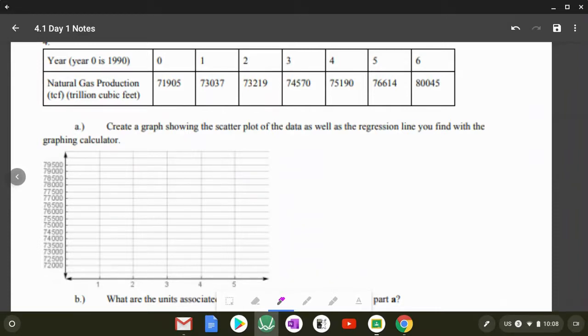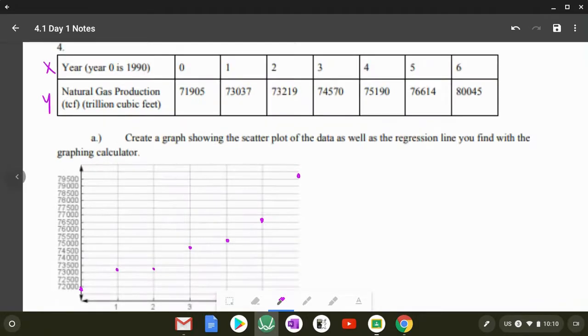So first thing you want to do is whenever you get a table, a lot of times we talk about years would be your x-axis or your independent axis, and whatever the other thing is, whether it's cost or in this case natural gas production, value, whatever, would be your dependent axis, the y-axis. Okay, so by recognizing that, we can go ahead and plot these points. All right, so kind of like we talked about before, what we're trying to find here is the regression line.